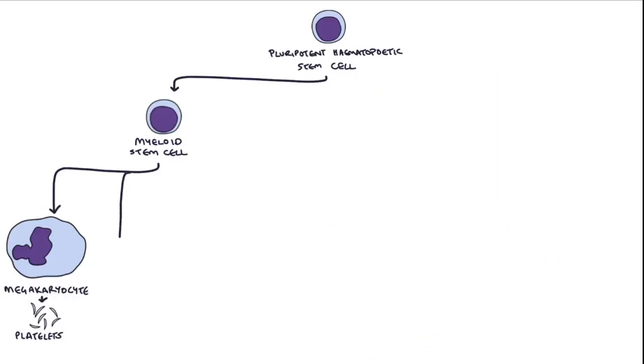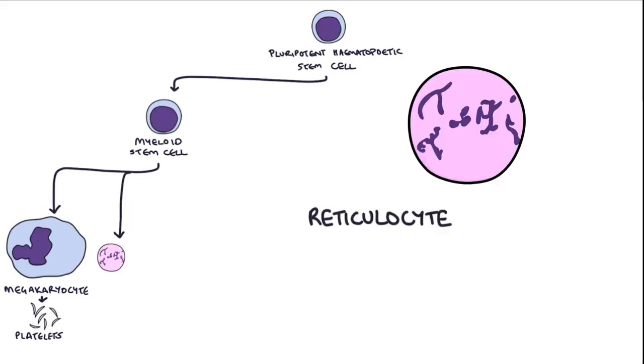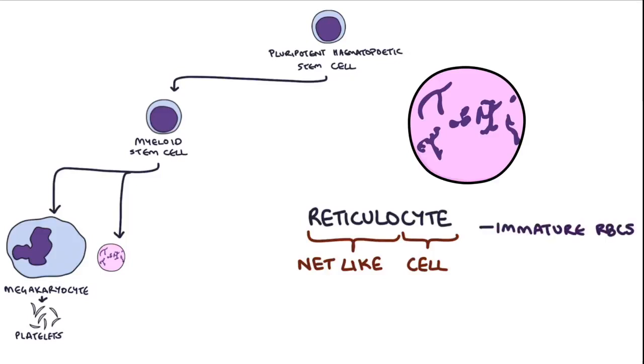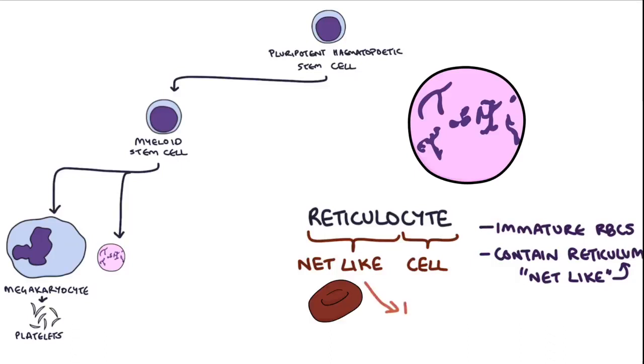So the myeloid stem cell can also become reticulocytes. Reticular means net-like, and cyte means cell. So these are immature red blood cells, and they've lost their nucleus, but they still contain remnant RNA material called reticulum, and this RNA material, as you can see in the picture, is sort of net-like. So these reticulocytes are released from the bone marrow into the bloodstream, where they gradually lose their reticulum and change shape, becoming the classical donut-like red blood cells.